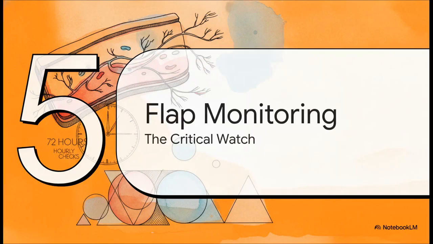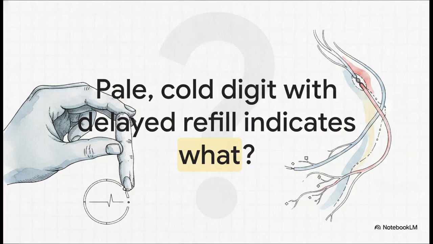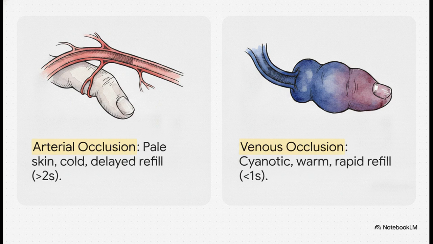Section 5. Post-operative flap monitoring, the critical watch. Now, picture this high-stakes scenario. You're doing post-op checks, and a replanted digit is pale, cold, and exhibits a delayed capillary refill of more than 2 seconds. What microvascular emergency are you looking at? That is a classic arterial obstruction.